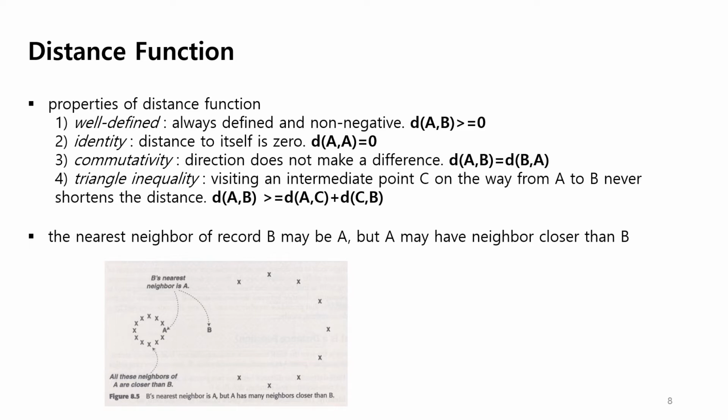And earlier in this chapter, I said there are two important issues in instance-based learning. The first one is how to define a distance function, and the second issue is how to combine the values of neighbors. So this one here explains the distance functions in instance-based learning.